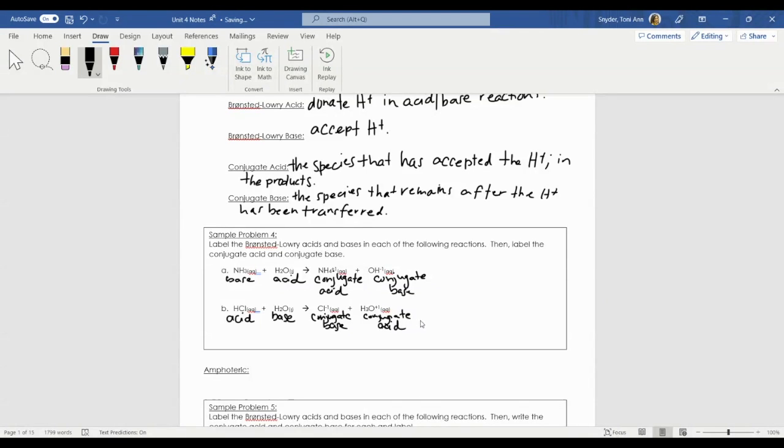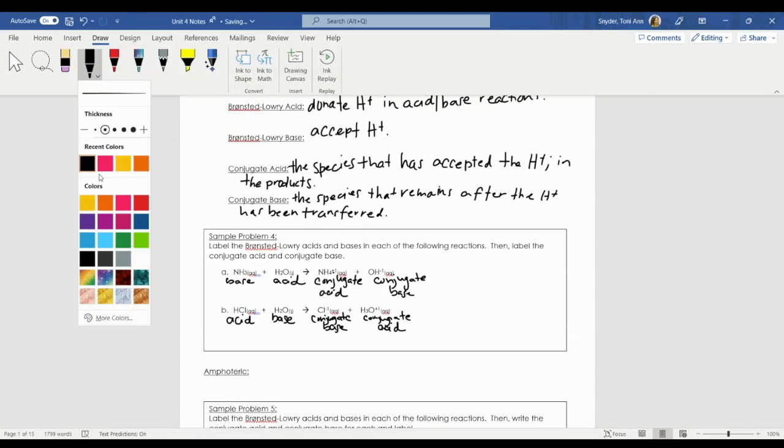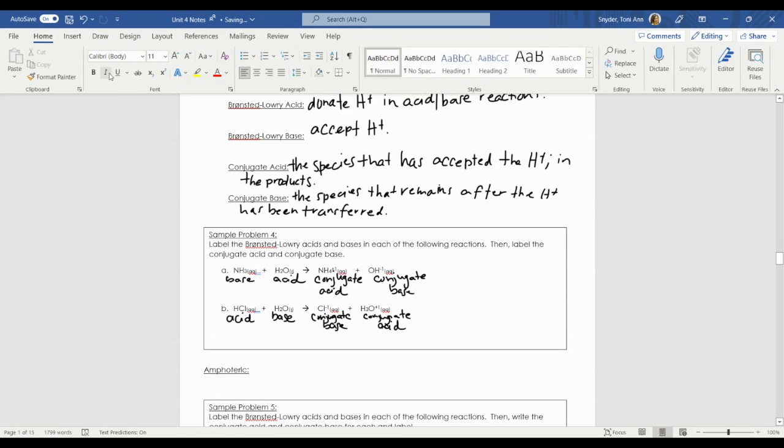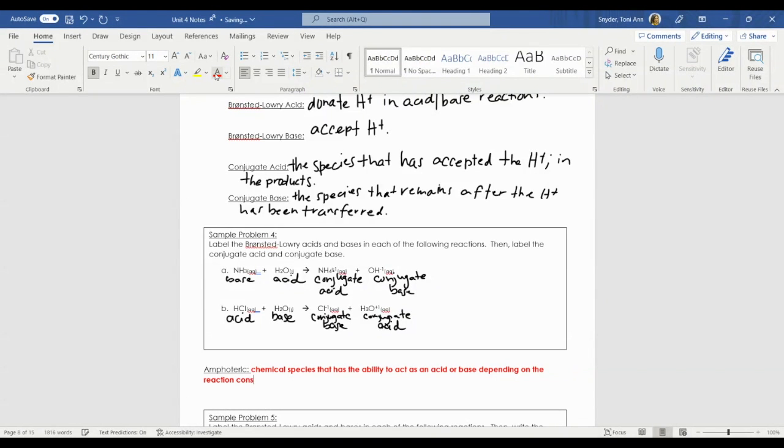And that's always a cool thing, because there are some species, especially water, that is what we call amphoteric. So I'm going to type this out because this is a little bit longer of a definition. But amphoteric means that it could act either as an acid or a base, depending on the conditions that it's in. So this is a chemical species that has the ability to act as an acid or base, depending on the reaction conditions.